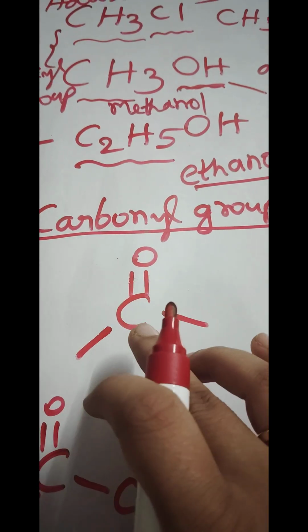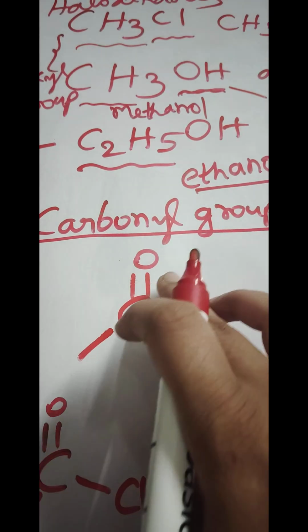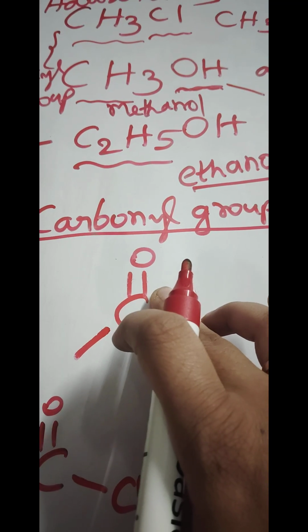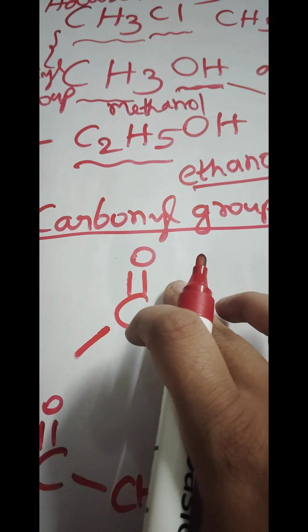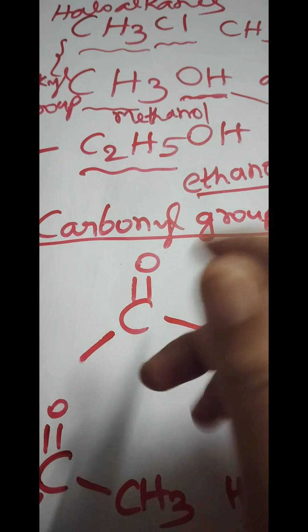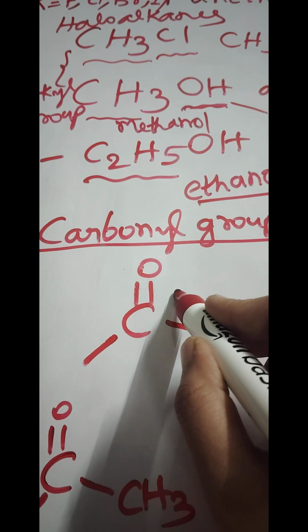So here you can see that carbon forms a double bond with oxygen. That is a double bond. In that, one is a sigma bond, one is a pi bond, and the hybridization of this carbon is sp2 hybridization.